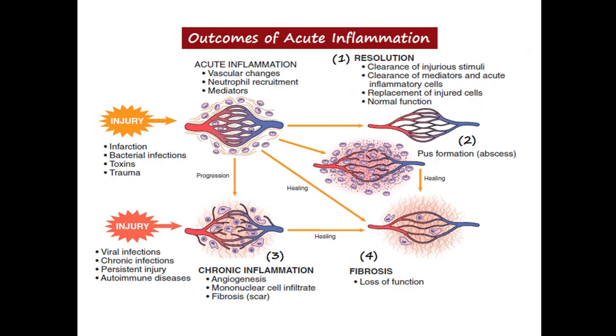Now what will be the result of an acute inflammation? And as I told you, acute inflammatory response may be caused by ischemia or infarction, it may be caused by bacterial infections, it may be caused by certain toxins and trauma in the form of physical injury or thermal injury.